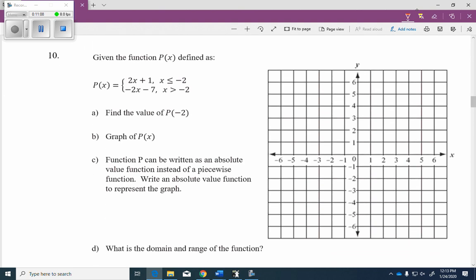Given function p of x as defined below. So this is a piecewise function. This first piece, the y-intercept is at 1. The slope is 2 over 1. So I'll start at 1 and go up 2 over 1. I go in the other direction.